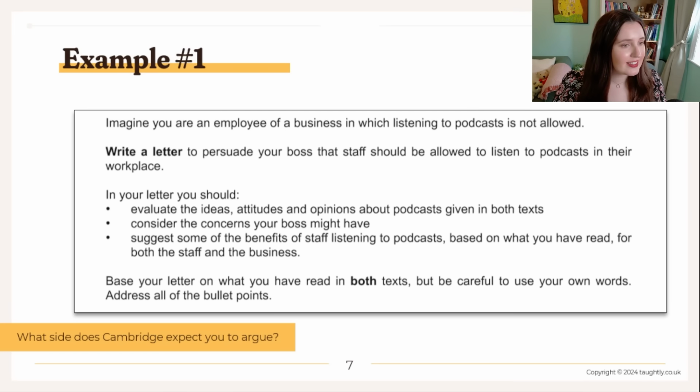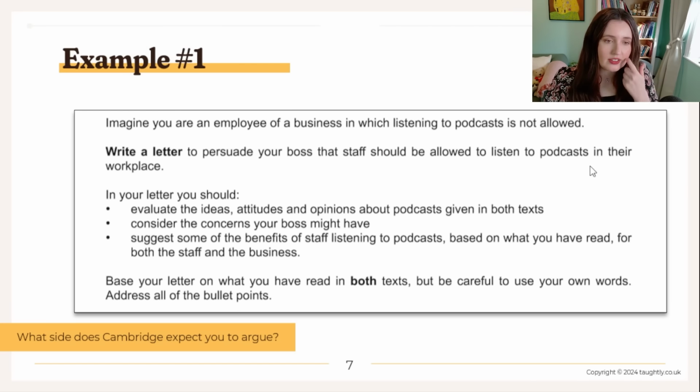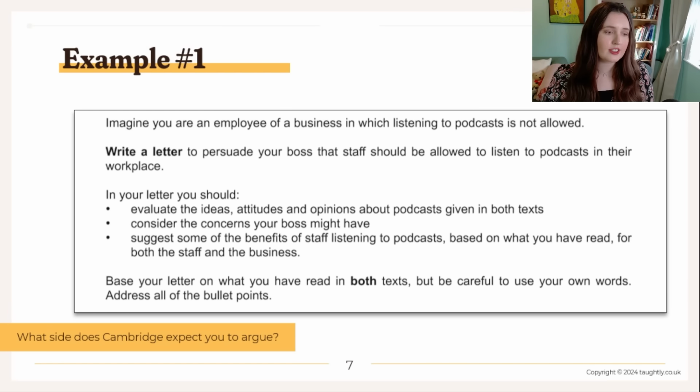So the question says, imagine you are an employee of a business in which listening to podcasts is not allowed. Write a letter to persuade your boss that staff should be allowed to listen to podcasts in their workplace. So for this one, you have to have one point of view. And you know that because it says that you are writing to persuade your boss that staff should be allowed to listen to podcasts. So in other words, Cambridge want you to fully argue in favour of podcasts. So Cambridge are expecting you to argue not a balanced argument, but a one-sided argument.